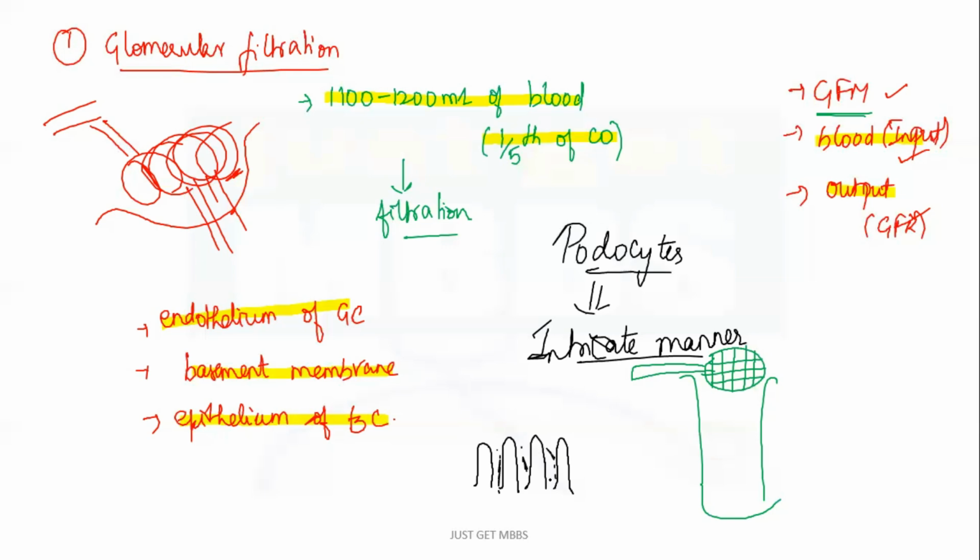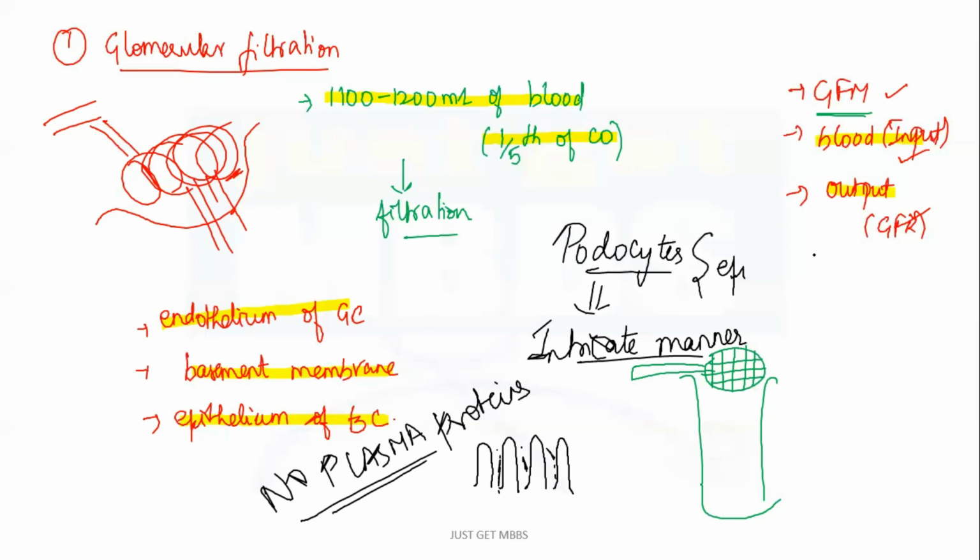Why is this limited space very important? It is to not allow any plasma proteins to pass via this filtrate. So no plasma proteins. Podocytes are the cells present in the epithelium of Bowman's capsule, and they ensure that no plasma proteins enter via those small pores. All these pores are referred to as filtration pores or slit pores.